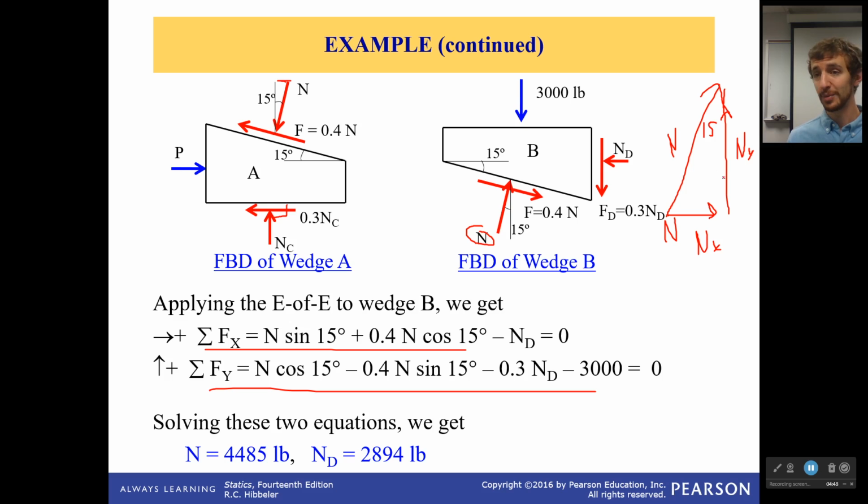So if I want the y component, well, that is adjacent to my 15-degree angle. Adjacent over hypotenuse is cosine of 15, and we see that right here. The second one is going to be the x component, and that is opposite my 15-degree angle. So opposite over hypotenuse is sine. So the x component would be sine of 15 degrees.